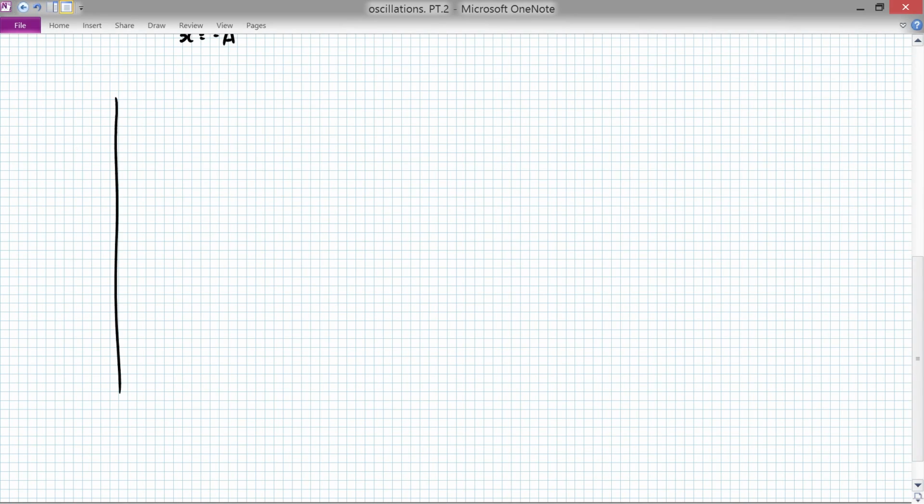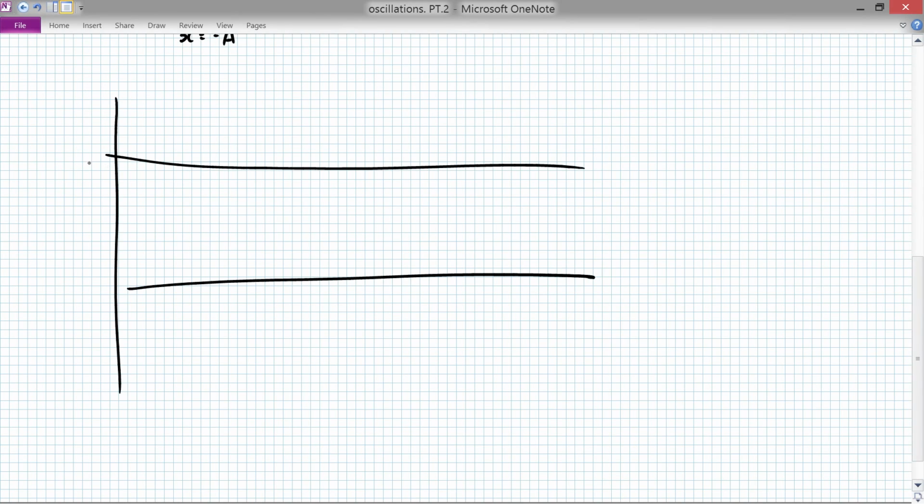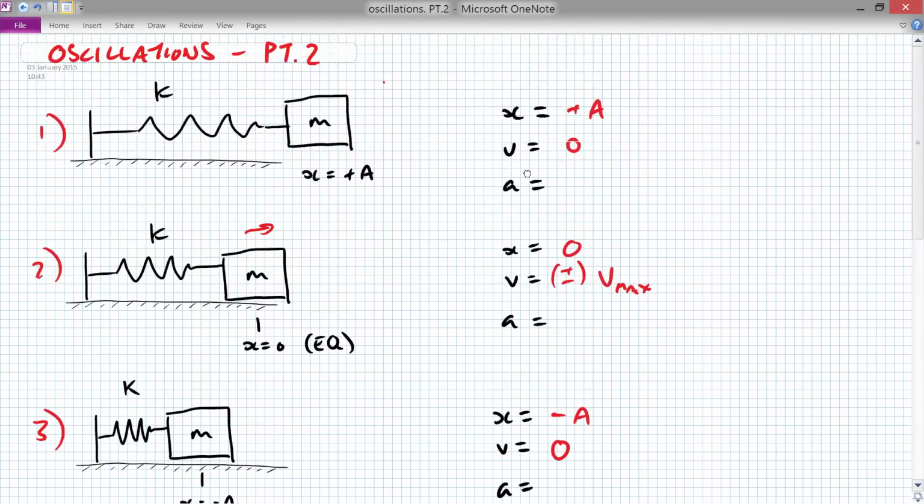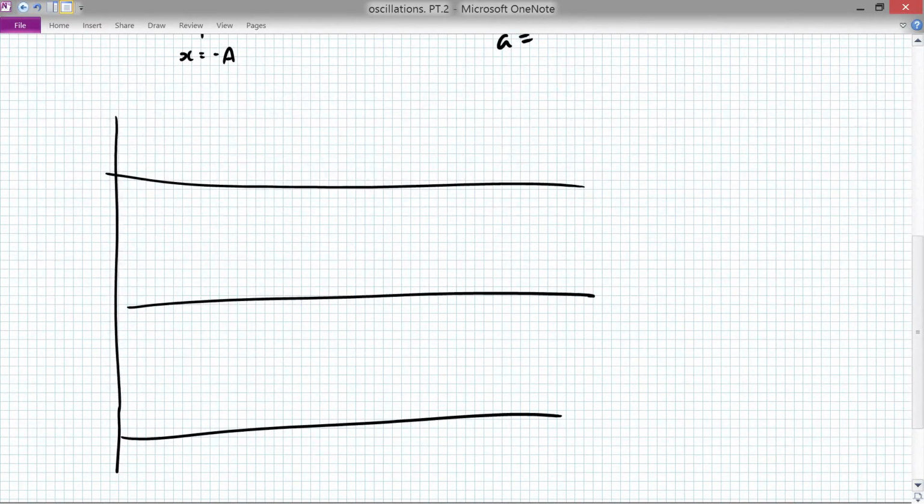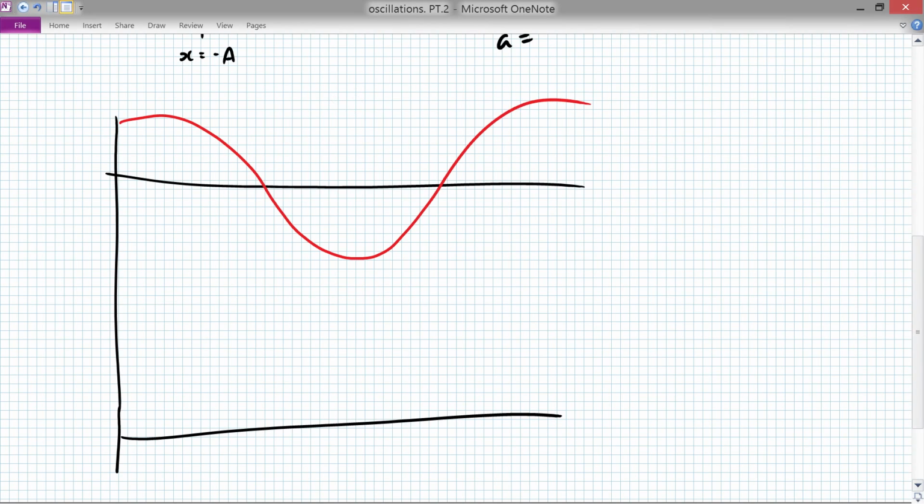So I'll draw really roughly three axes, with my position on the top. In this case, I'm starting from a maximum, so I'm actually starting off with a graph which is cosine, like that. Let's get rid of that one. So this is my x against t.